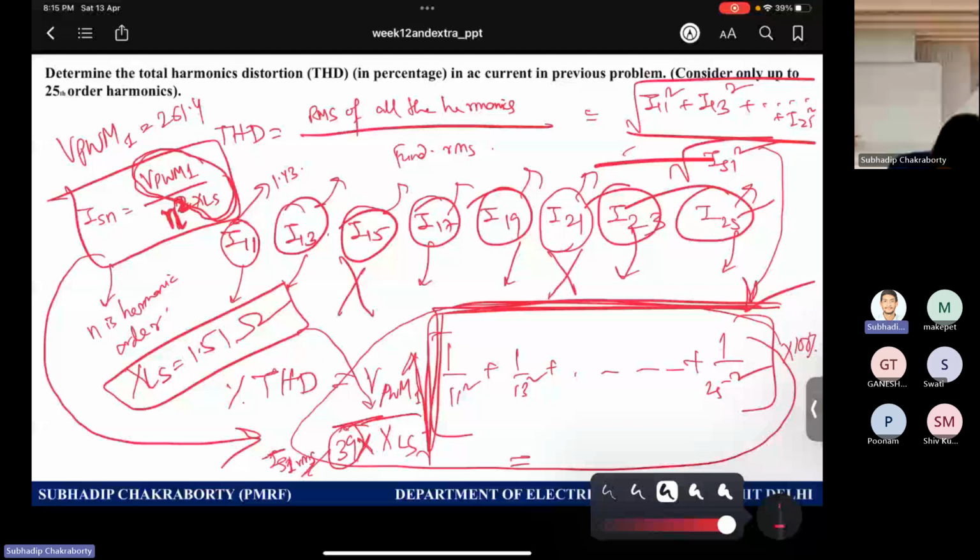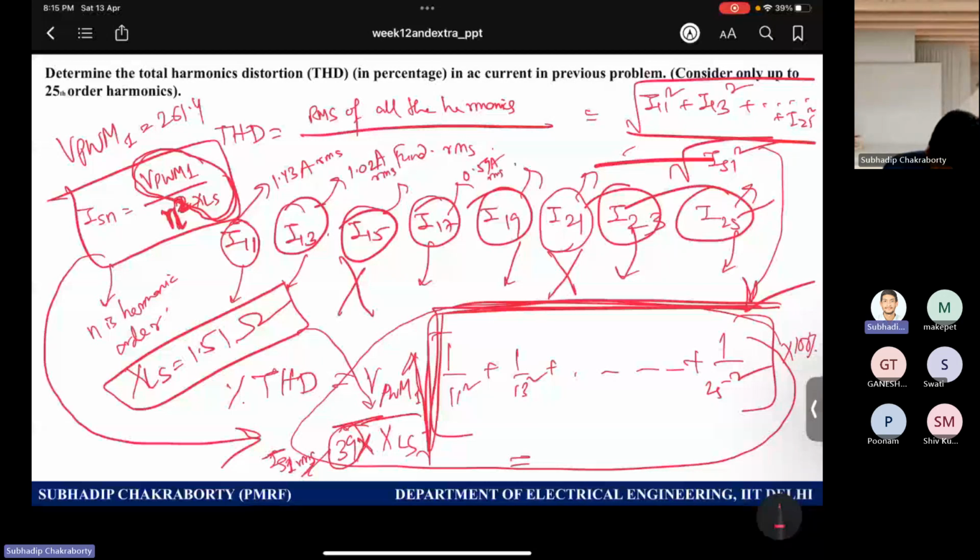Calculating RMS, right? RMS amplitude. Then I17 into 17 into 0.6, 0.59 you write. Then I19 is 0.4 amps. I21 is 0.39 amps. And then I25 is 0.27 amps. So now tell the RMS value of all the harmonic currents.